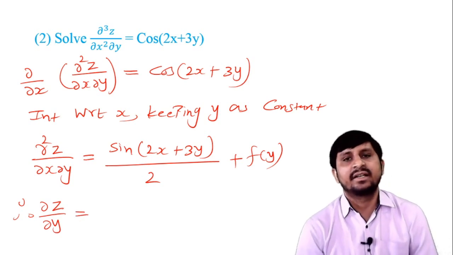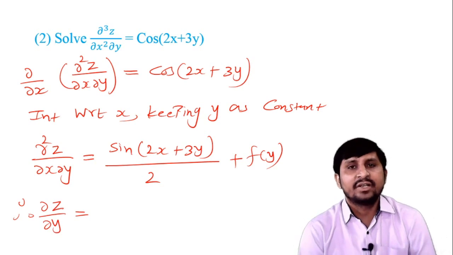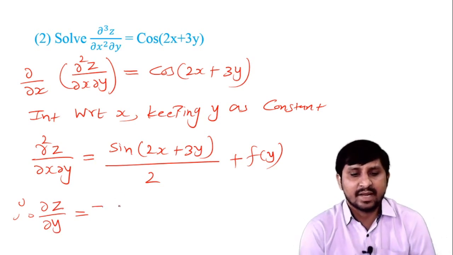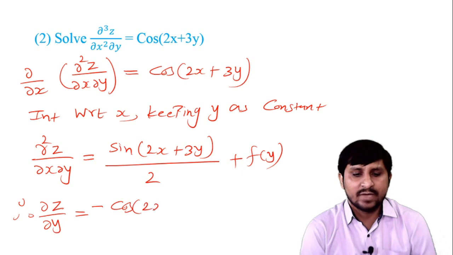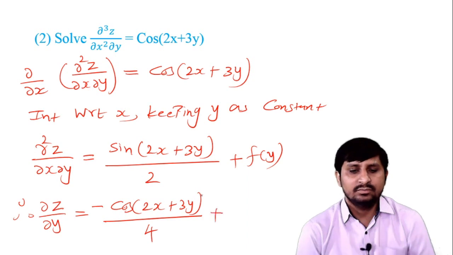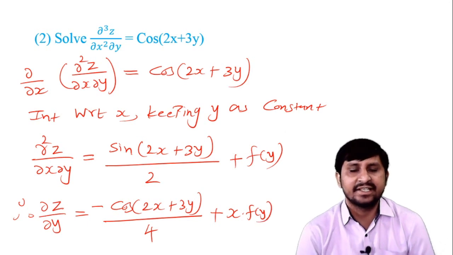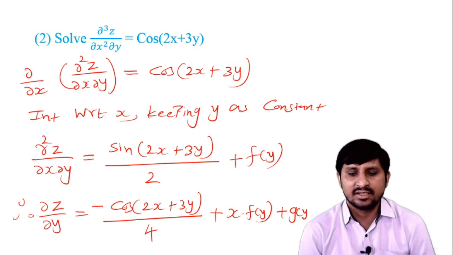Once again we are integrating with respect to x, keeping y as a constant. So now the integration of sine gives minus cos(2x + 3y). In the denominator we now have 2 times 2, so that is 4, plus x times f(y), because f(y) is a constant when we integrate with respect to x, plus g(y).